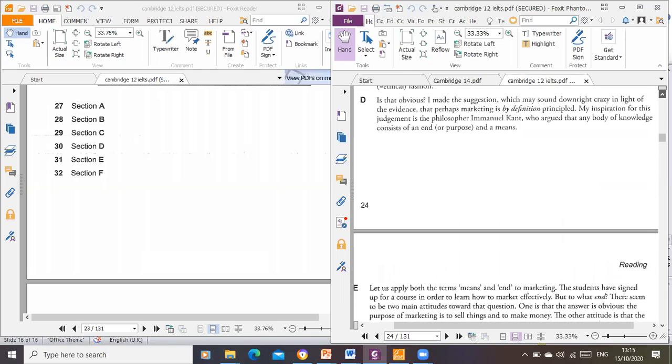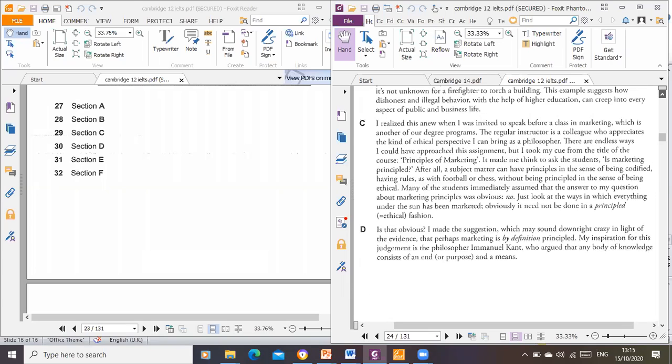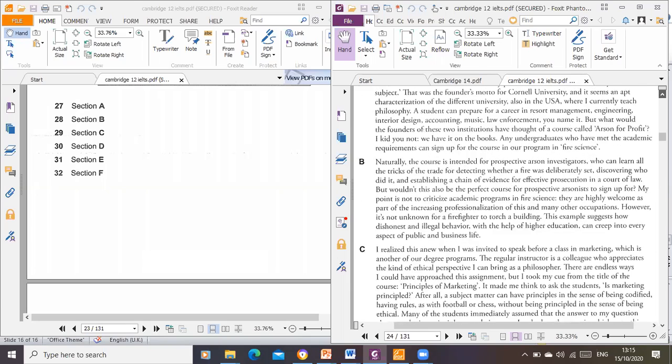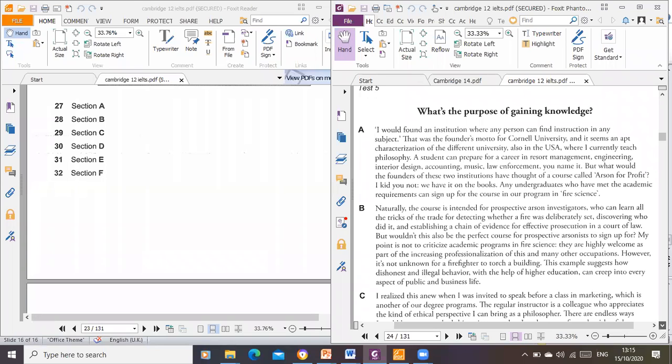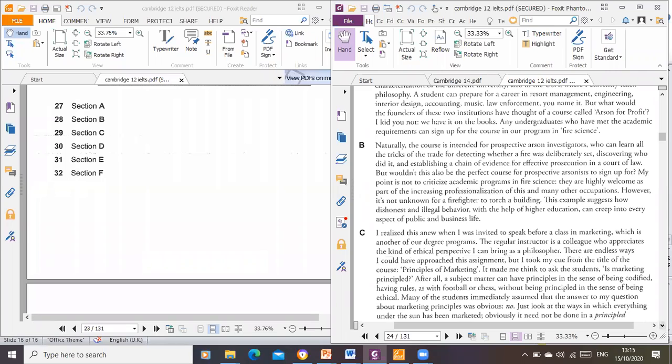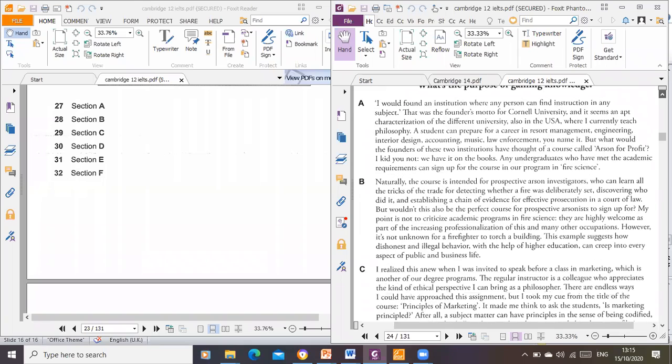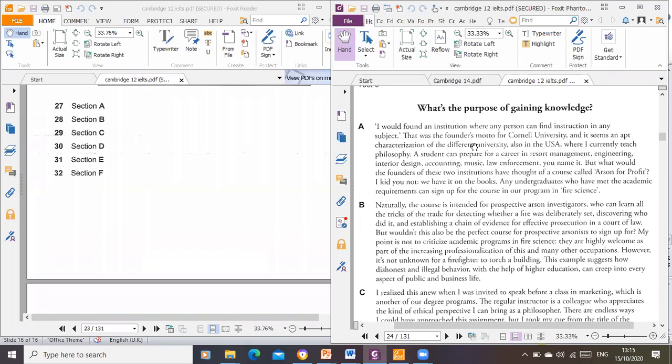So remember, the main thing here is what is the aim? What's the purpose of gaining knowledge? Okay, so I have an idea already from this passage that it is talking about how people can sign up for a course and learn it, with a means and an end, and he compared two people, that at the end of the day there might be different outcomes for whatever learning we have. So I have done that now. So I'll go to paragraph A.